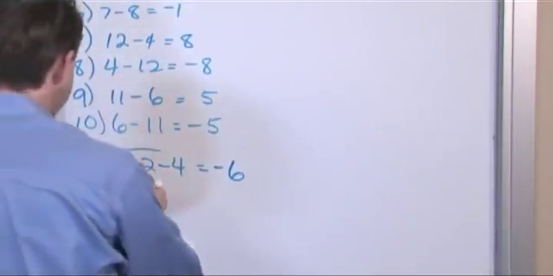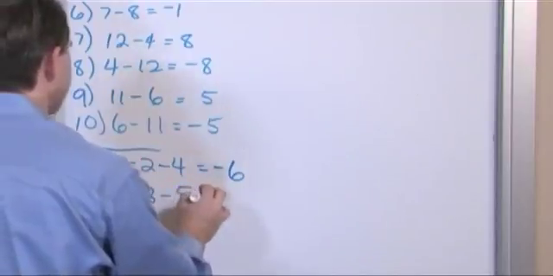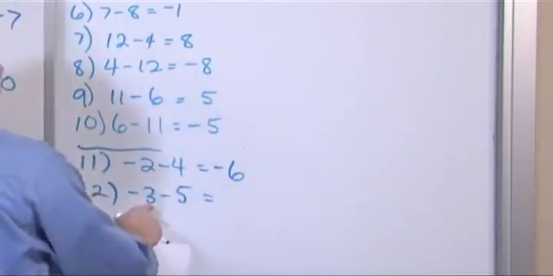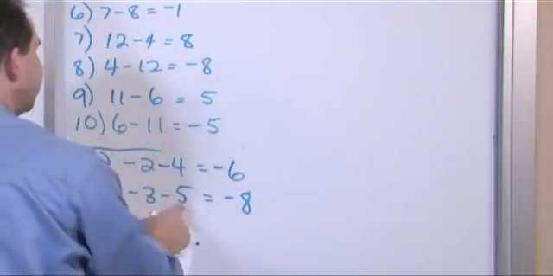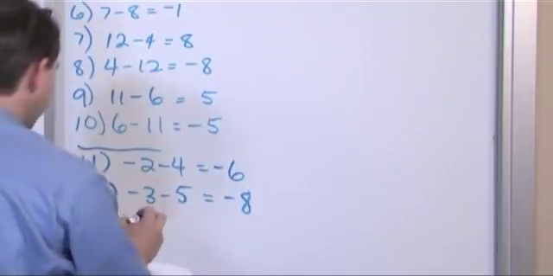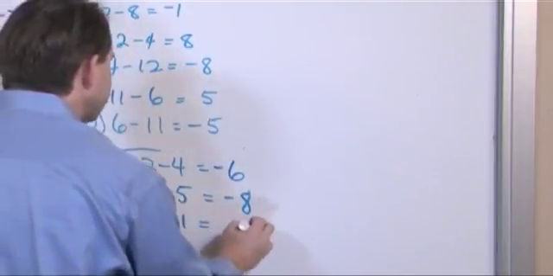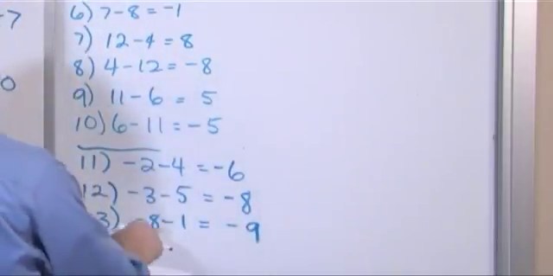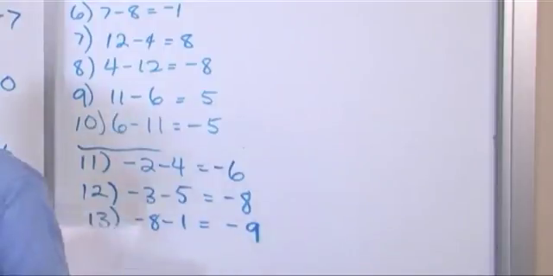All right. Now what if we have negative 3 minus 5? Same thing. We're starting at negative 3. We're taking 5 away. So this is going to be negative 8. We're adding these numbers and we're sticking a negative out front. For 13, what if I had negative 8 minus 1? It's going to be negative 9 because we're basically adding these numbers and sticking a negative out front because we're sliding farther to the left along the number line.